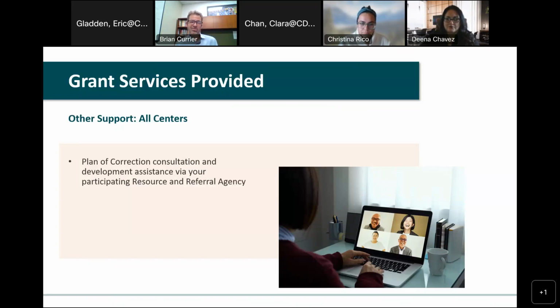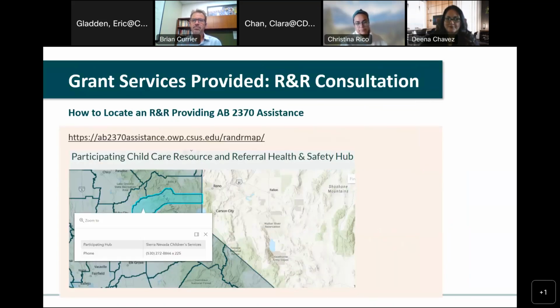It is also the sole responsibility of the childcare center to submit and comply with the plan of correction. Not all resource and referral agencies offer this service, so we'll talk about how to find a participating resource and referral agency in the next slide. The link on this slide takes you to a map of participating resource and referral agencies. It's pretty simple. Just click on the county of which your program is in. And remember, resource and referral agencies can help with a plan of correction if your facility has an action level exceedance. Next slide.